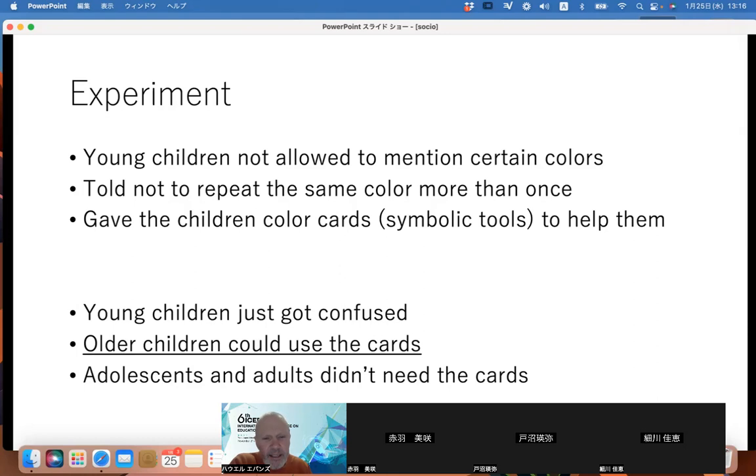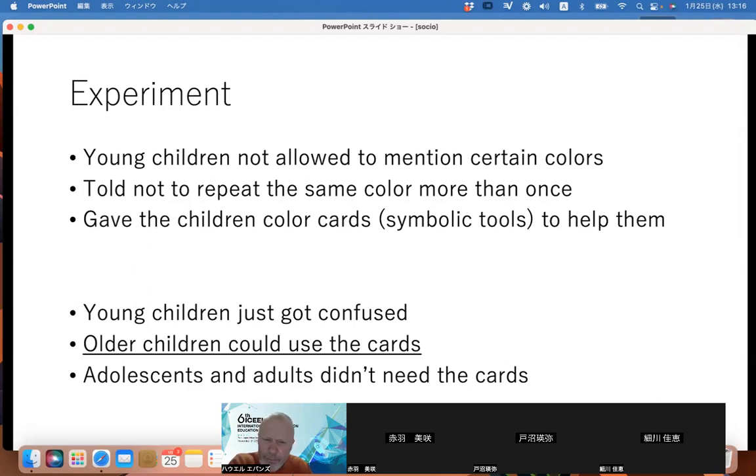But the adolescents and adults just don't need the cards at all. They can do it, no problem. You say, okay, don't say green, don't say red, and that's the end of it, right? No problem. But the slightly older children, they do need the cards, right? And the cards are useful.